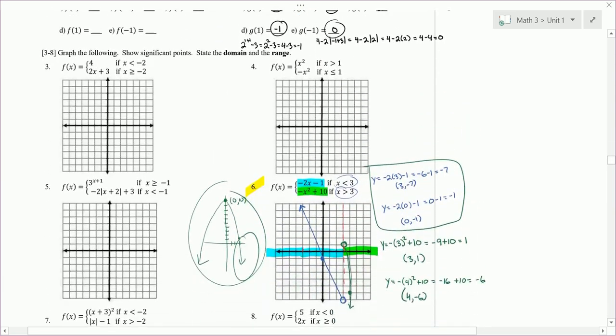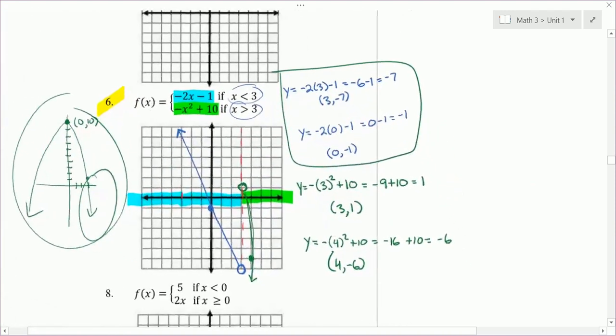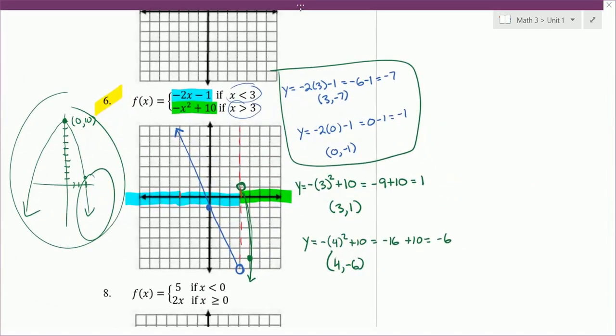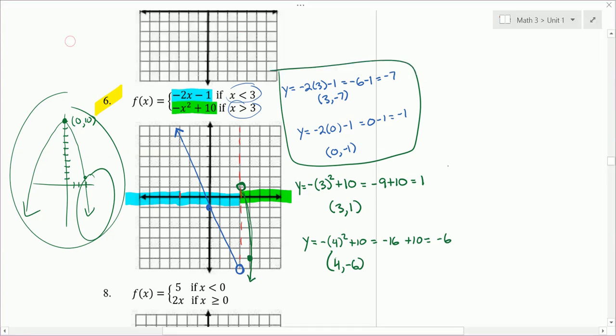I need to finish one thing in number 6. Number 6 says graph the following, show significant points. We did that. State the domain and range. I did not do that. So for the domain, left to right, we have 2 intervals. The one in blue, which went from negative infinity up to 3. And the second one started back at 3 and went to infinity. And we put a union sign between them.